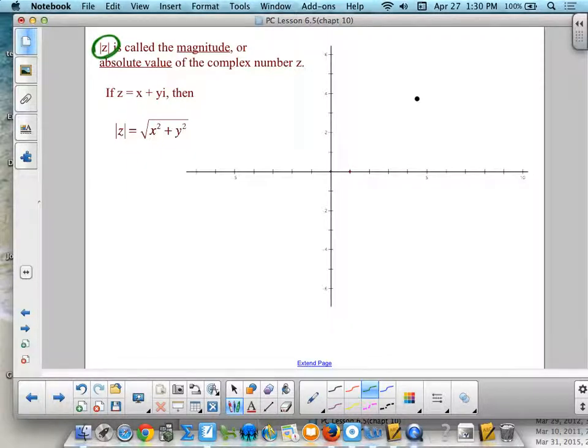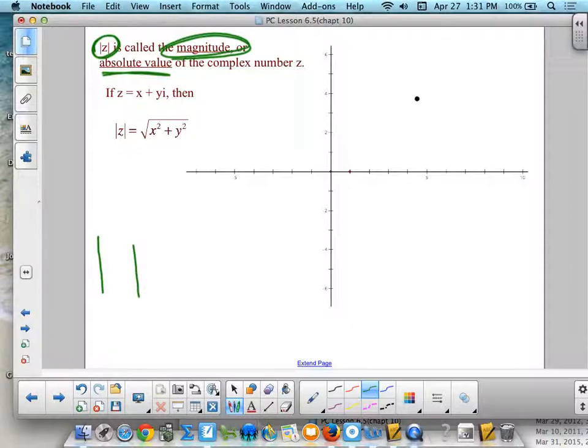They're going to ask you to find the absolute value of z. The absolute value of z is called the magnitude. Whether you remember this or not, I know we did it in section 6.3. The magnitude is the distance of the vector. That's all the magnitude is. But in your case, it is the absolute value of the complex number.